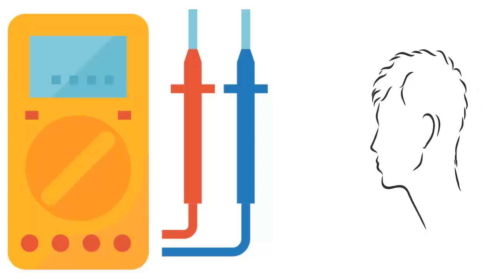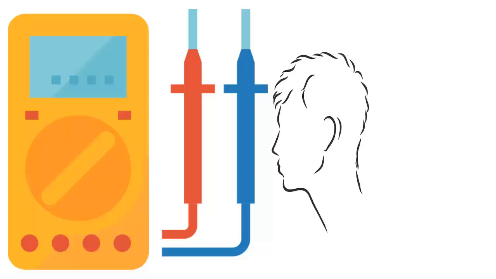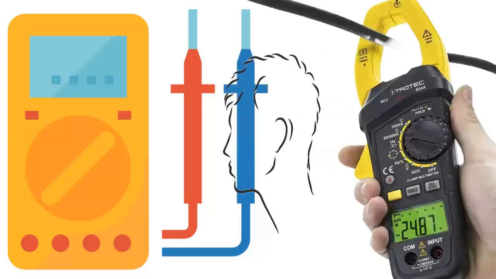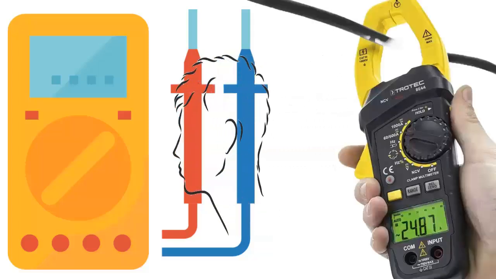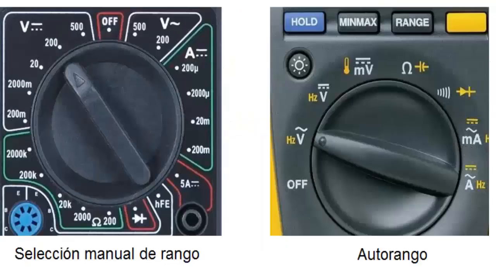In this video, we will look at the 6 fundamental functions that the air conditioning technician's multimeter must have. First, let's mention that there are 2 main types of digital multimeters.